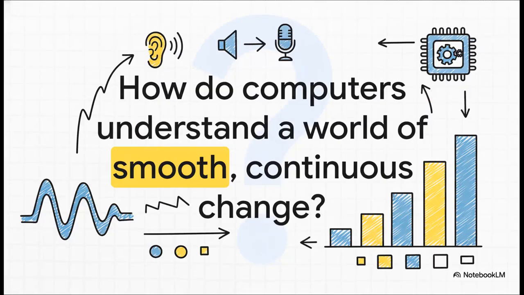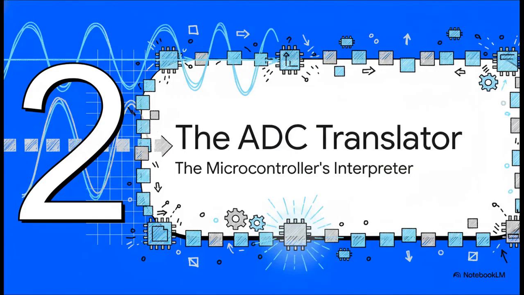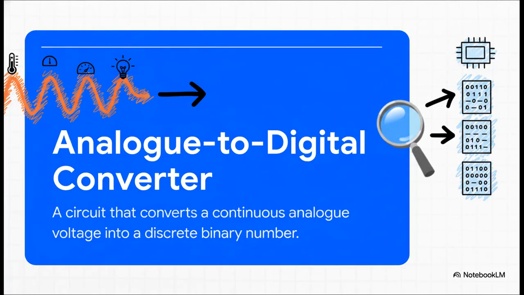So that brings us to the big question, right? How does a machine that only gets these chunky, separate steps make any sense of a world that's all about smooth, continuous flow? Well, the answer is hiding inside this tiny but absolutely crucial component that acts like an incredibly fast and accurate interpreter. So let's meet the hero of our story. It's called an analog to digital converter, or ADC for short, and what it does is pretty amazing. It takes a continuous analog signal, say the changing voltage from a temperature sensor, and it just slices it up into a series of digital values. It's the essential bridge that lets our devices actually understand what's going on around them.